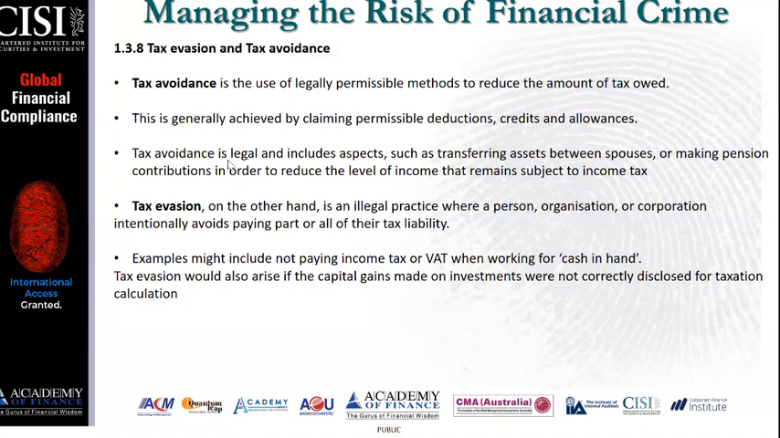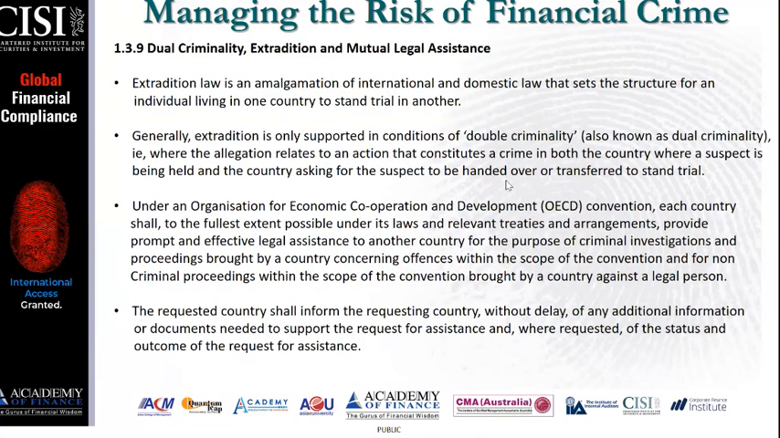All right, moving on to the final section, which is about dual criminality, right? We spoke about both money laundering and terrorist financing being international in nature, and they span across borders. So therefore, dual criminality, extradition, and mutual legal assistance become really important, right?